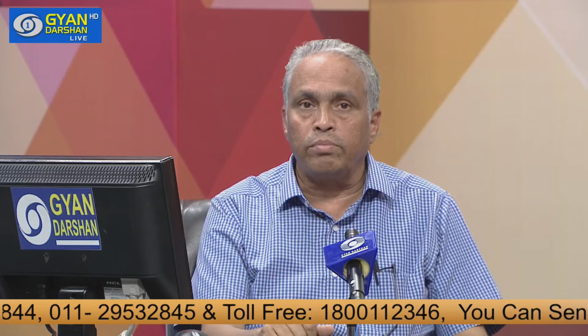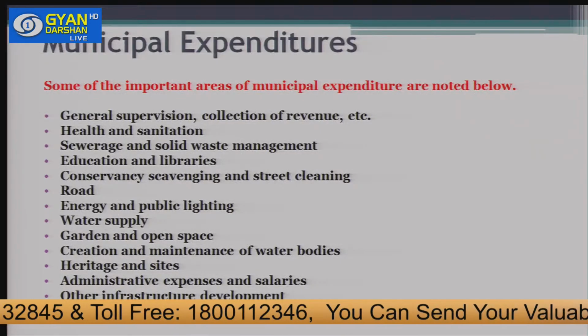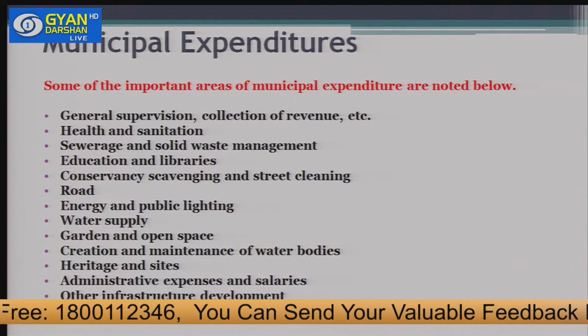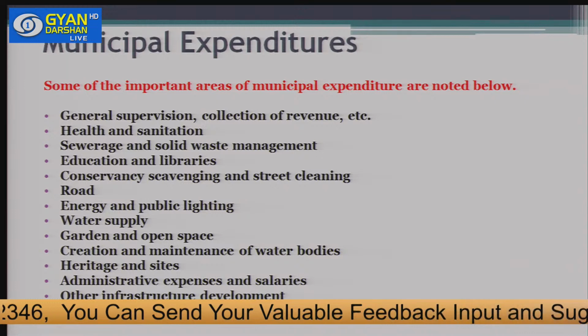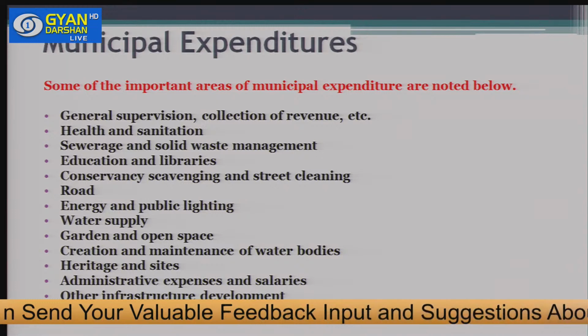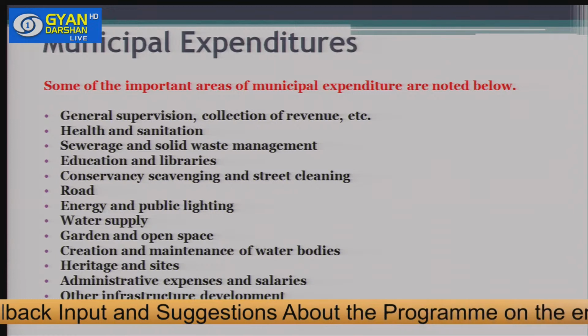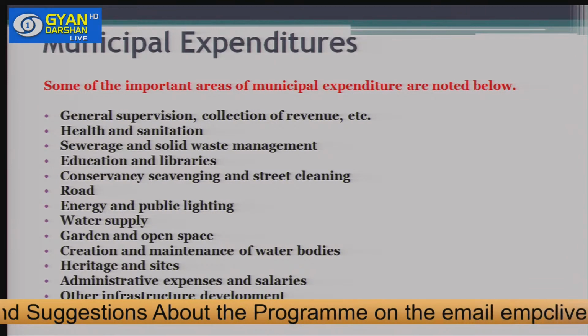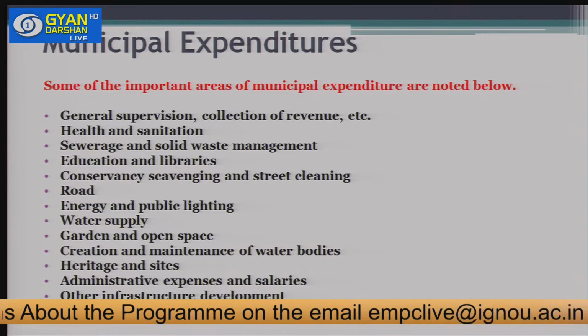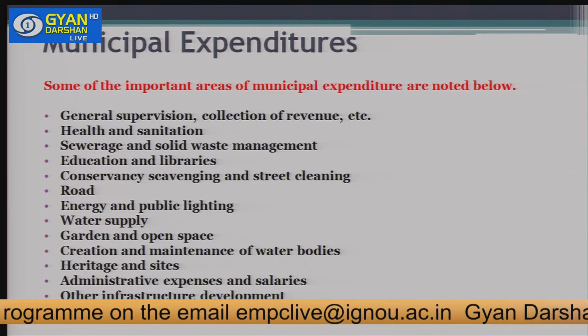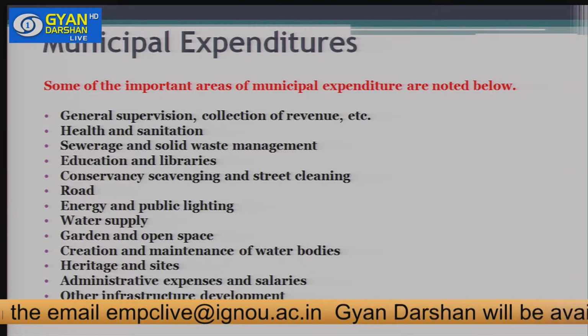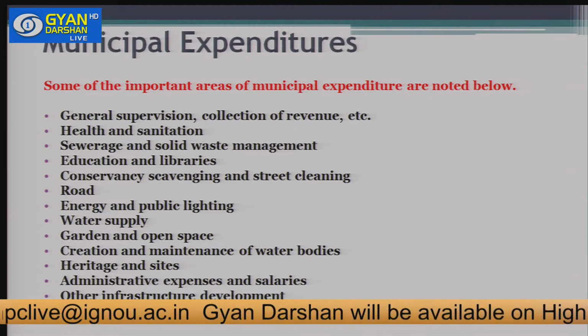I just discussed what the different sources of urban revenue are, and let us now discuss municipal expenditure. You see, the major expenditure of the municipal corporation, as one report says, is that about 75% of the total expenditure goes to paying salary, pension and other costs of the employees, and the rest they spend on capital expenditure.